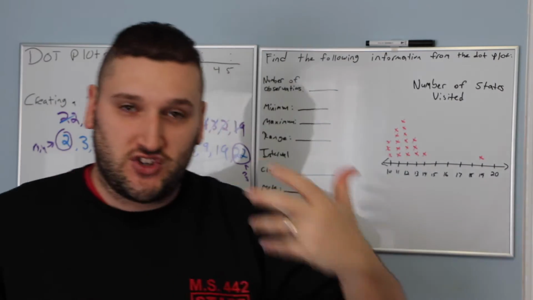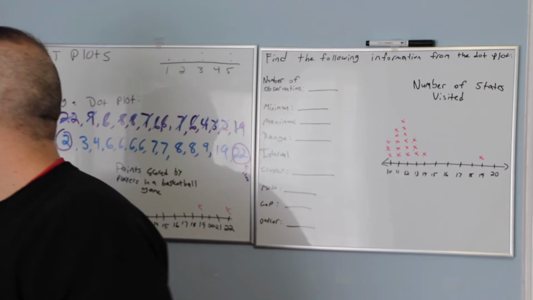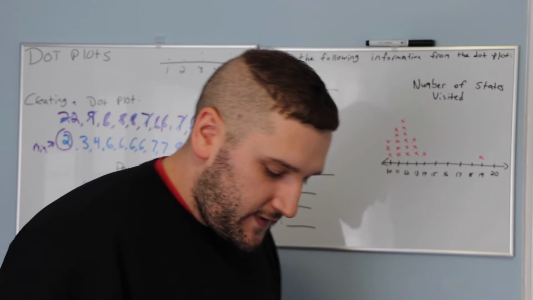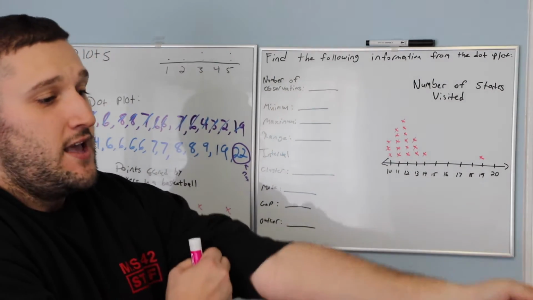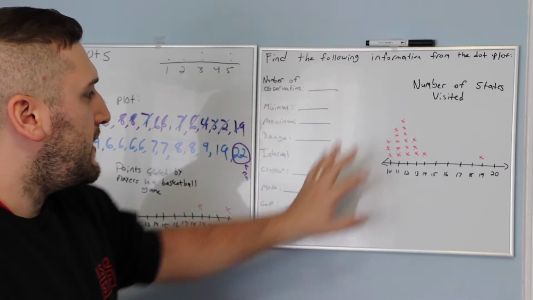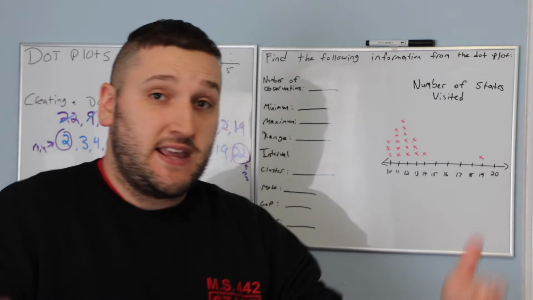I'm going to explain what each of them is, and then we'll find the answer using that dot plot next to it. So our first term is the number of observations. I'm sure a lot of you have heard of the word observations from science or something. Basically, it's the number of times something has happened. So if I look at my dot plot, the number of observations means how many dots are there? How many X's are there?